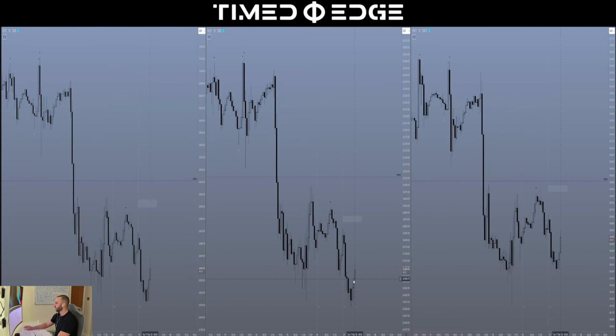We haven't got a weekly cycle, but we've got a monthly. Just need a little bit more confirmation if we're going to take the long. I will.